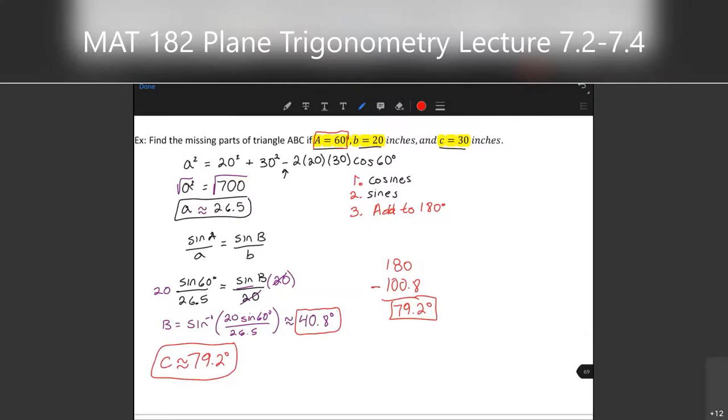Is there any questions I can answer regarding the law of cosines in this first case?